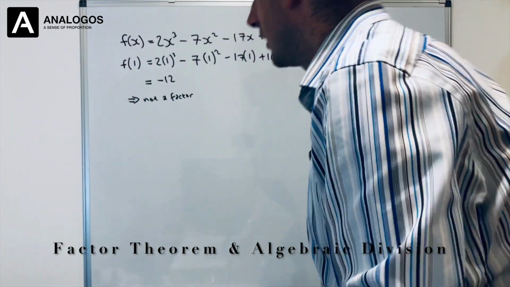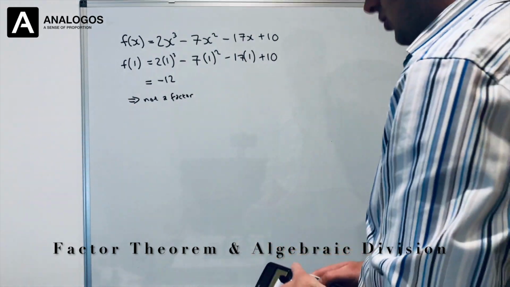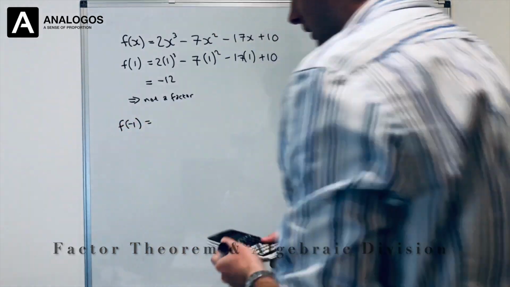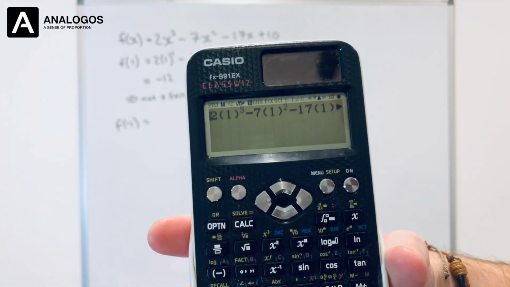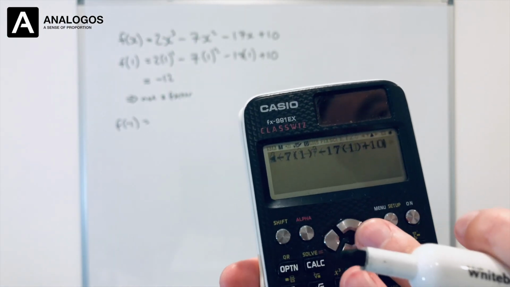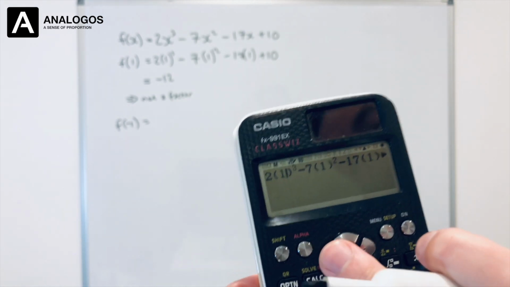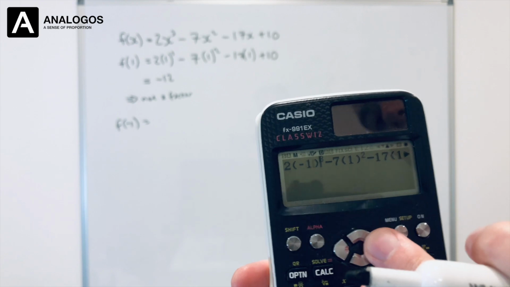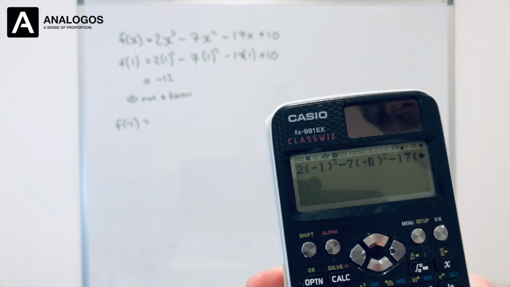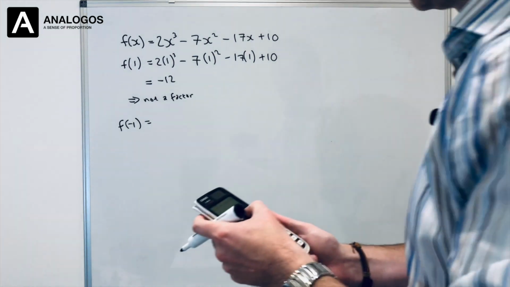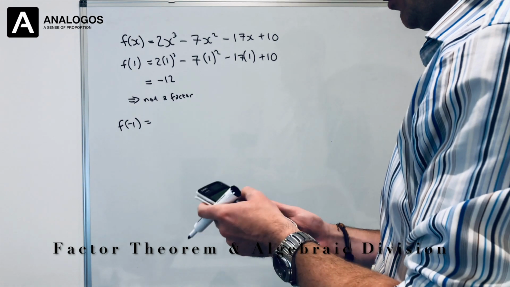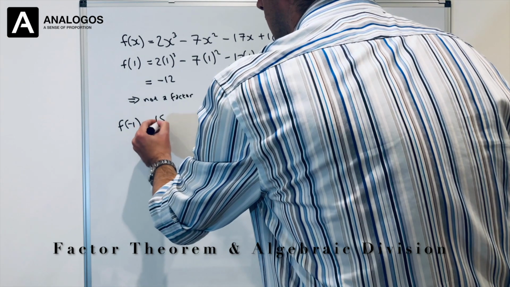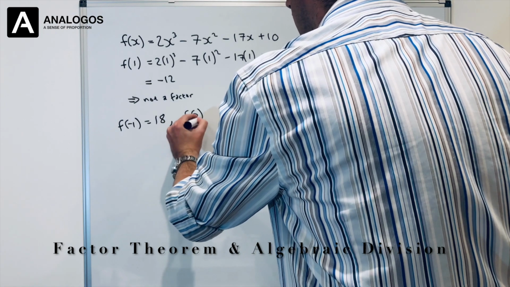So what we're going to do now, for quickness, we're just going to use the calculator to see which ones work, which ones don't. If I was to do f of minus 1, I think it's helpful to leave that on the calculator, just leave what you've put in. All you're going to do is substitute in the factor each time. So this time we're just going to replace that with a minus 1, saving you having to type the whole thing out every time. So that gives us 18. It's not a factor.